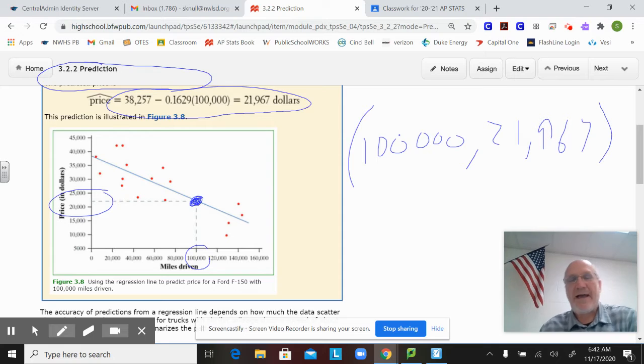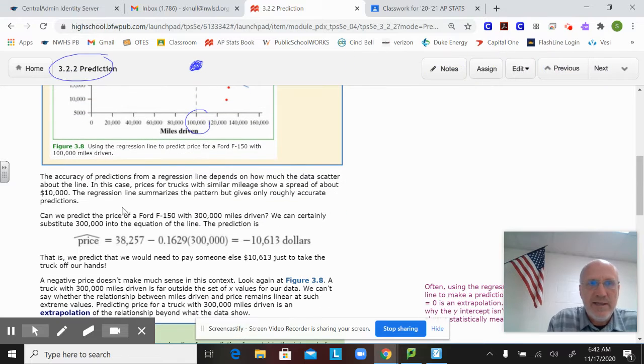So it's very common: you have some data points, and from those data points you create a best fit line, a regression line. There's a more specific name for that regression line, which we'll see in a minute. And then you use that line to predict a y value for a given x value. So according to this regression line, if the truck had 100,000 miles, you would expect the price to be $21,967. And notice this is also a relevant sentence right under the graph. It says the accuracy of the predictions depends on how much the data scatter from the line. So the better the line fits, the better the prediction is.